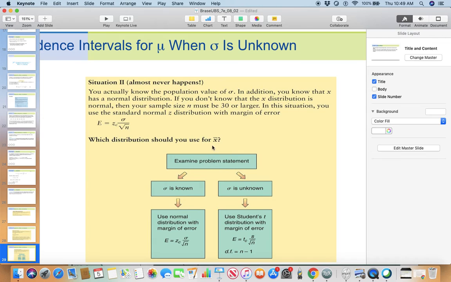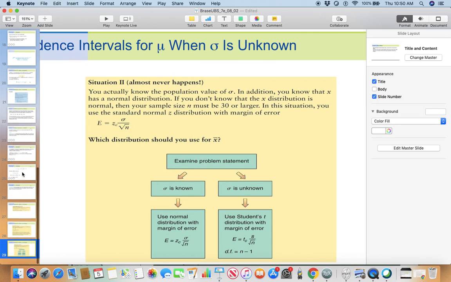So, which distribution should you use for x bar? First, examine the problem statement. Check whether sigma is known or unknown. If sigma is known, use the normal distribution with margin of error this. If sigma is unknown, use the student's t distribution with margin of error this and degrees of freedom n minus 1. All right. So this completes section 8.2 theory.